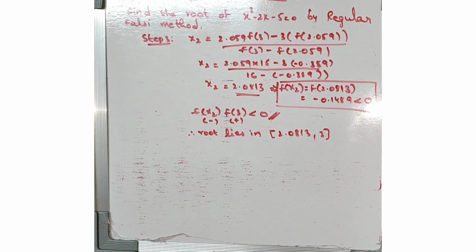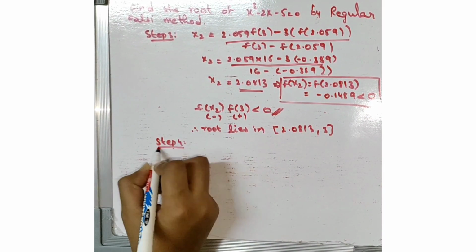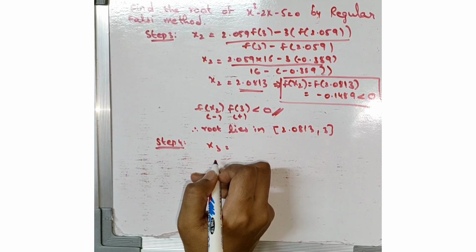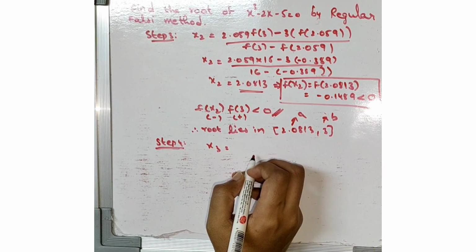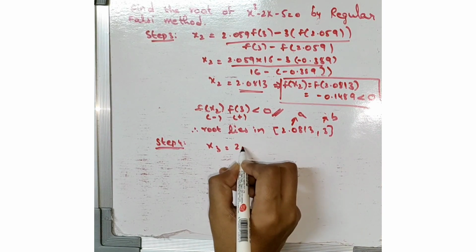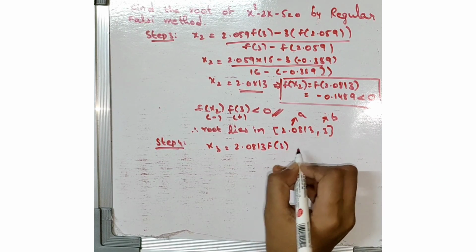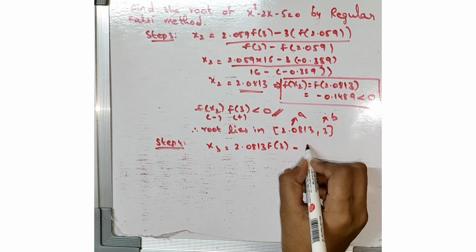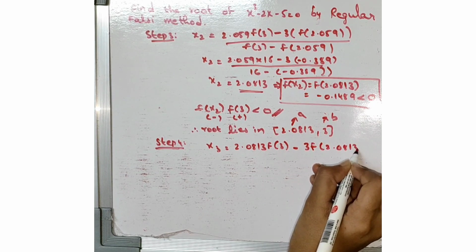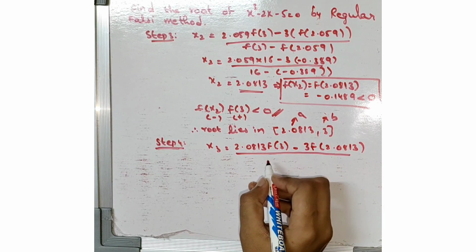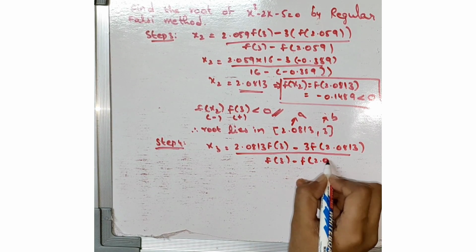I have told you that we have to go for a third approximation, right? Now we'll be going for the third approximation, x3. I hope you remember the formula. This is a and this is b. What is the formula? a is 2.0813 into f of b, b is 3, f of 3, minus b into f of a, where b is 3. f of a is f of 2.0813, divided by f of b, f of 3, minus f of a.